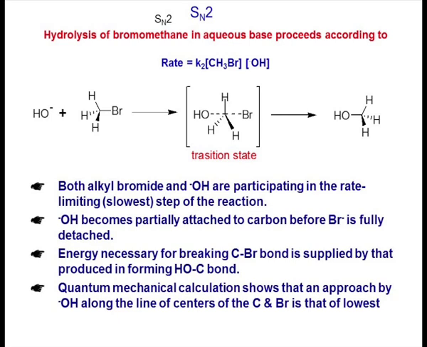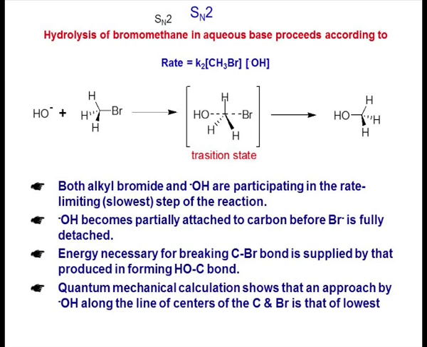We know if there is a multi-step reaction, the slowest step is the rate determining step. As it is only a one step reaction, with only one transition state, it will go from substrate to the product through the formation of an activated complex, that is called the transition state. OH minus becomes partially attached to carbon before bromine minus is fully detached. So, one detached, another attached, and that happens simultaneously. Energy necessary for breaking the carbon bromine bond, where is it coming from? It is supplied by that produced in forming the HO-C bond. So, one bond is broken, another bond is made, and energy is being compensated in that way.